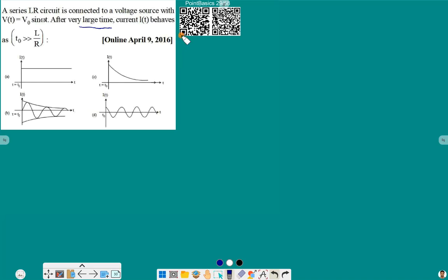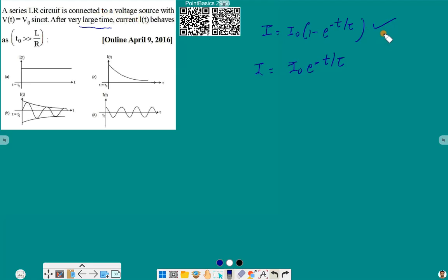So for an LR circuit, we know that the charging equation is given by I node times 1 minus e raised to power minus t by tau. This is the charging equation. And the discharging equation is given by I node e raised to power minus t by tau. As per the statement, a voltage source is connected to it, so we will use the charging one.